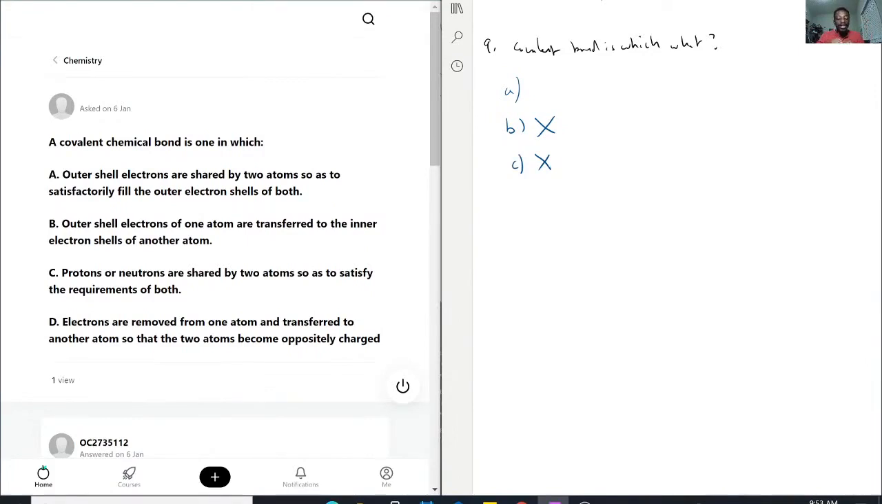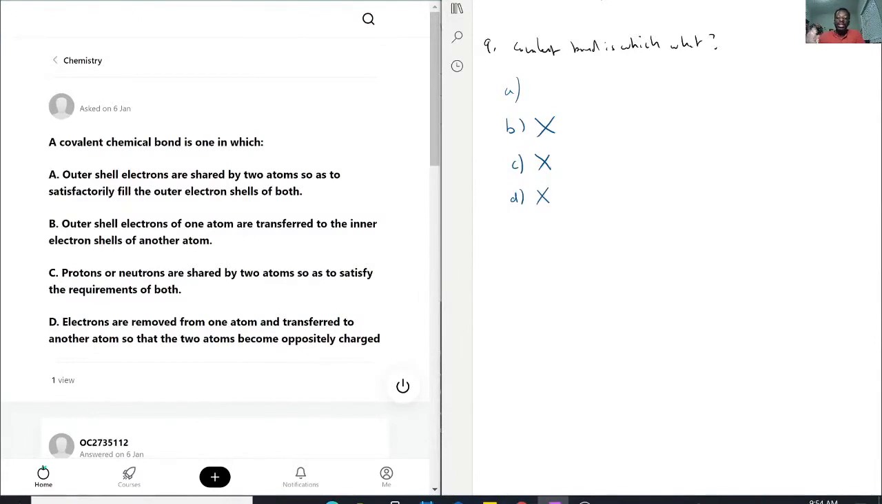And D says electrons are removed from one atom and transferred to another atom so the two atoms become oppositely charged. So this one isn't bad either, but the question is asking for covalent bond. What this just described here for D is more of how ionic bonds work, to where there is a transfer to another atom, where it's just like, here, have my electron, and the two atoms do become oppositely charged. That's how we have the cations and anions, but that's just it. This is describing an ionic bond, and this would not be it to describe the covalent.